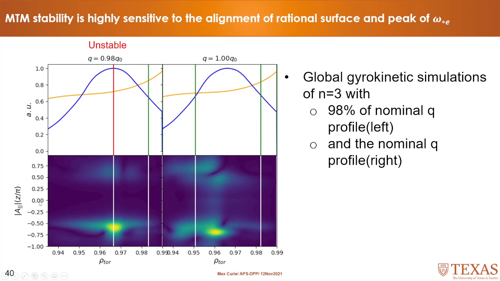The y-axis is the ballooning angle. The x-axis is the radius. And the brighter it is, the higher the A parallel amplitude. As you can see, the one that has a rational surface with an unstable microtearing mode has a high concentration of A parallel amplitude, while the others don't seem to have it, and that's a feature that MTM has.